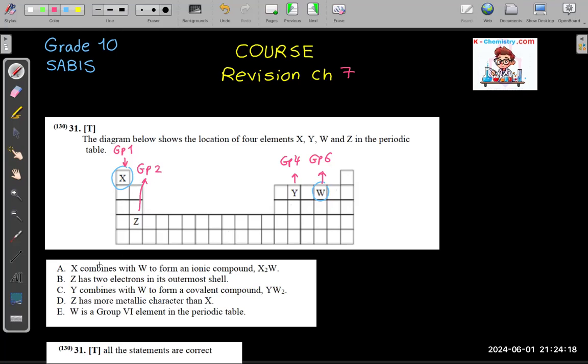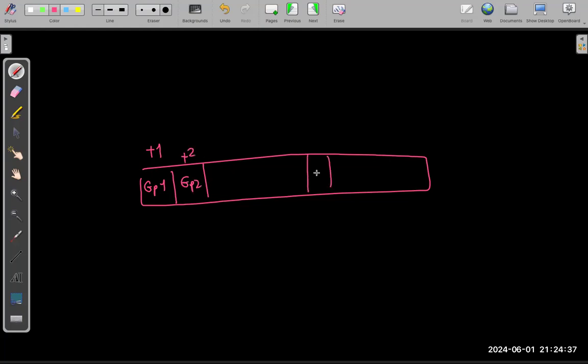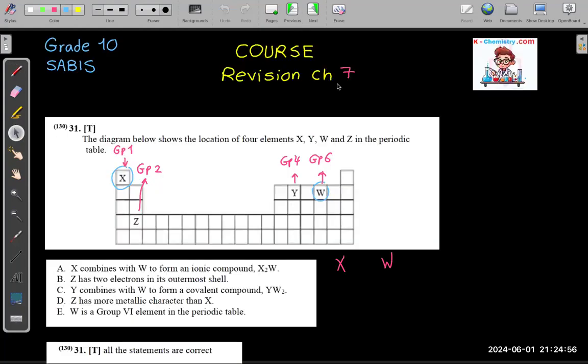Okay, X comes with W. Mister, you told me that anything from group 1 takes a number of what? Group 1 loses 1 electron, it becomes plus 1. Group 2 becomes plus 2. Group 3 becomes plus 3. Group 4, we don't mention it. 5, 6 and 7 become negative 3, negative 2, and negative 1. Okay, let's keep this one with us here. We will need it.